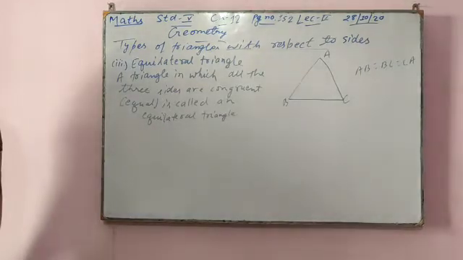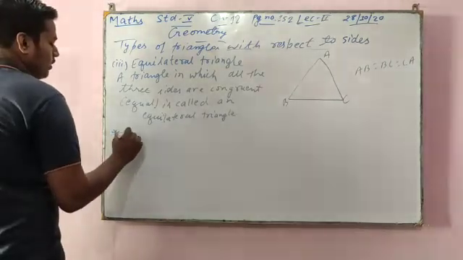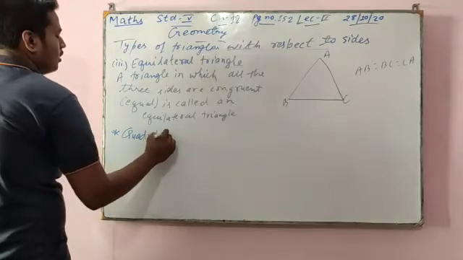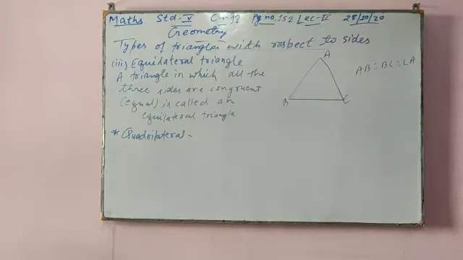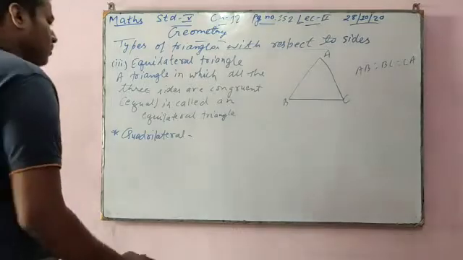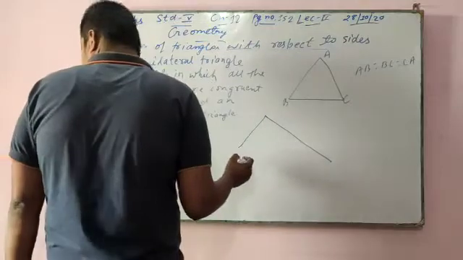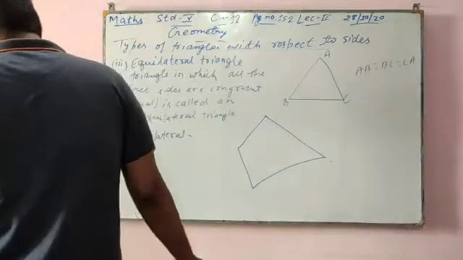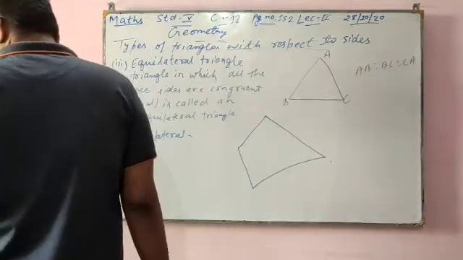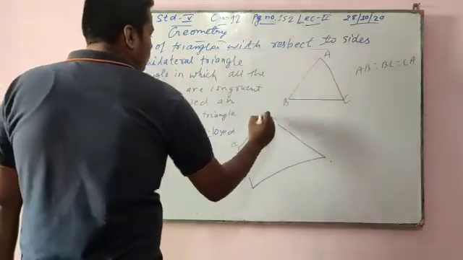That is quadrilateral. Okay, so this is a new topic, quadrilateral. A closed figure bounded by four non-collinear line segments is called a quadrilateral. I'm just showing you like this, like this, like this. Okay, a closed figure. See, this is a closed figure.